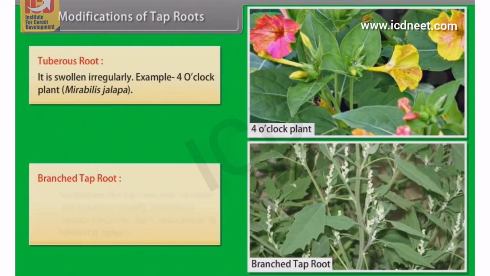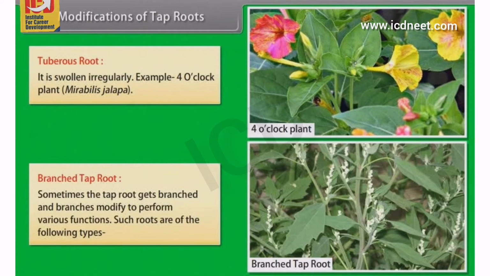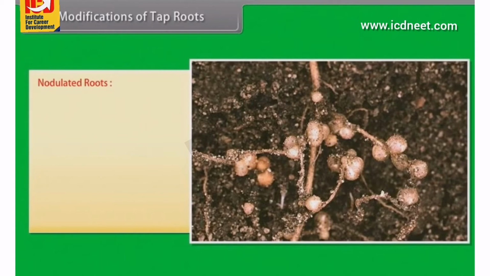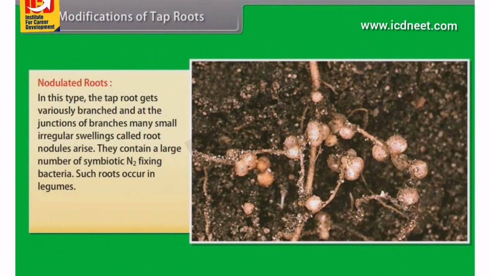Branched taproot. Sometimes the taproot gets branched and branches modify to perform various functions. Such roots are of the following types. Nodulated roots. In this type, the taproot gets variously branched, and at the junction of branches, many small irregular swellings called root nodules arise. They contain a large number of symbiotic N2-fixing bacteria. Such roots occur in legumes. Example, Rhizobium leguminosarum.